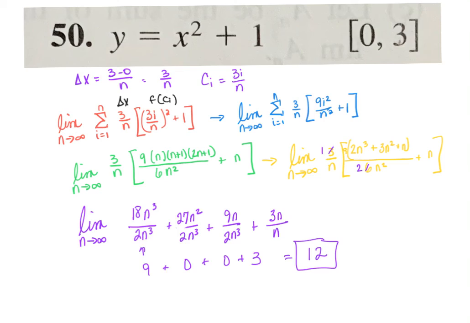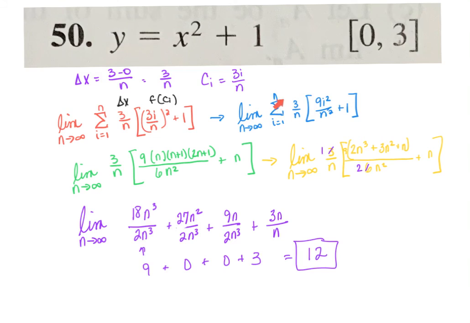All right, so just to walk through this, I found my delta x. I subtracted my 3 minus my 0 over my n. That's 3 over n. I multiplied that by i to get my c sub i. And then I just plugged it into my formula. My delta x goes here. I plug this guy into my actual function. So I have 3i over n, squared, plus 1. Then I just actually squared this. So all I did from here to here is square it. So I have 9i squared over n squared.